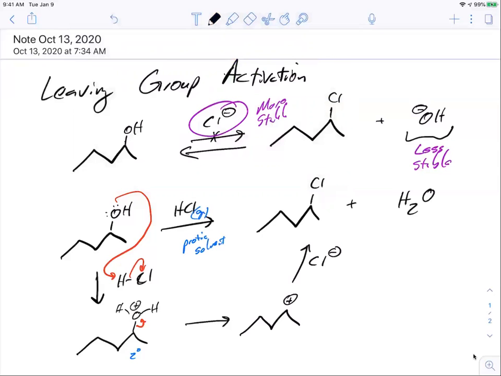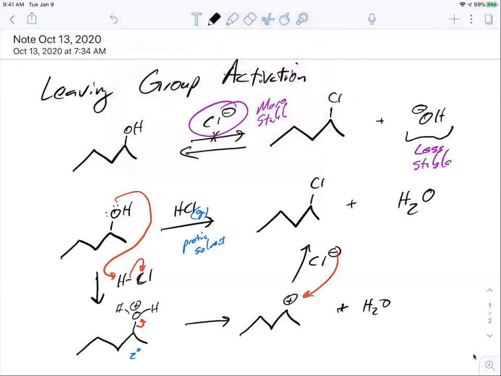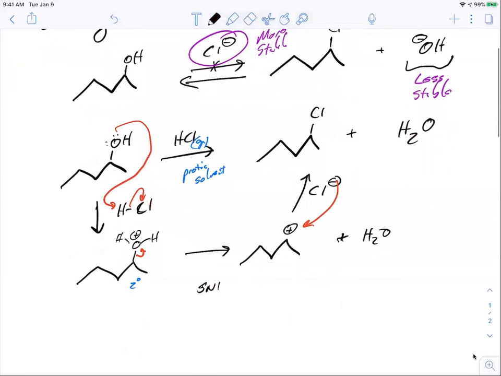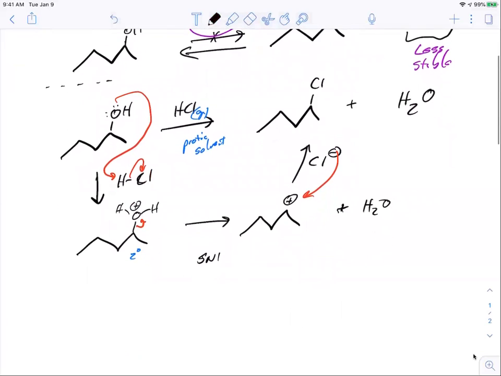And then the chloride comes in. Attacks the carbocation. Give me my product. So that's one activation, is doing the acid.